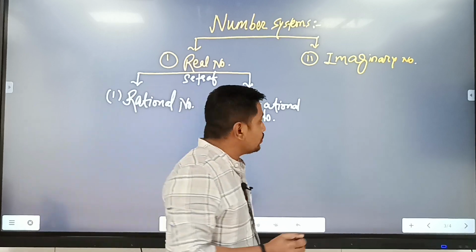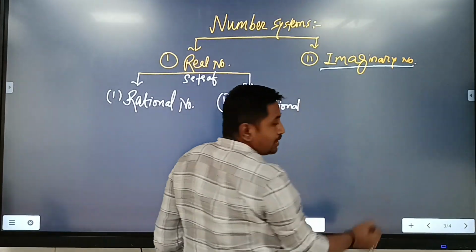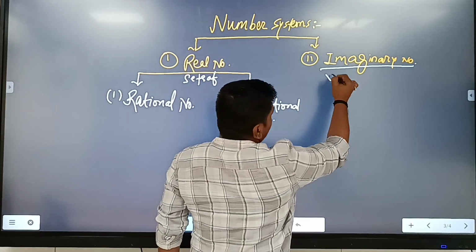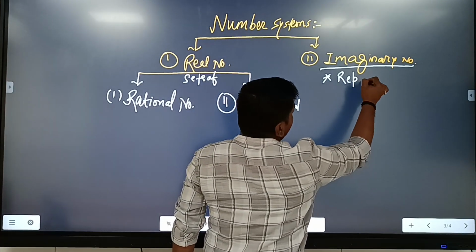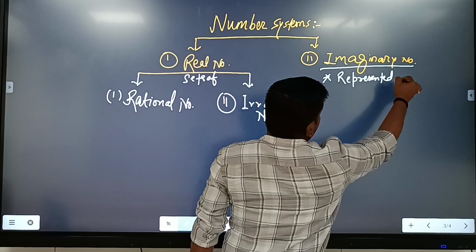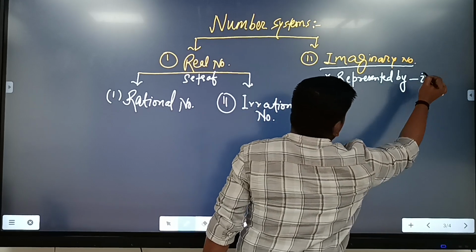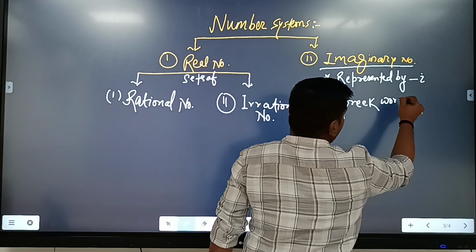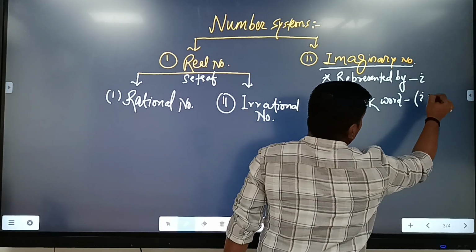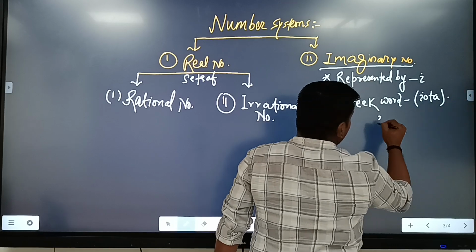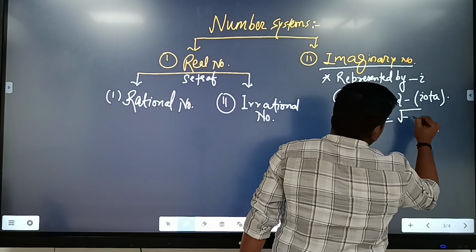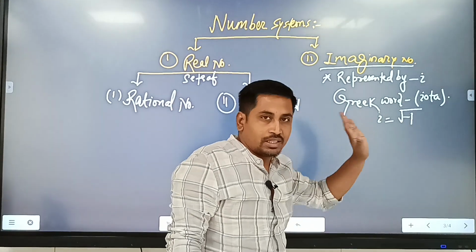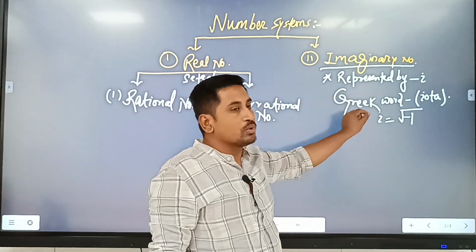Now coming to a little bit of discussion on imaginary number. So let us discuss imaginary number. Imaginary number is represented by small i, and this is a Greek word. Its name is iota, and small i is equal to the square root of minus 1. This is what we have to keep in our mind. Nothing to know more about this up to grade 10.